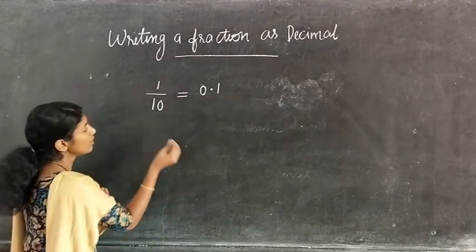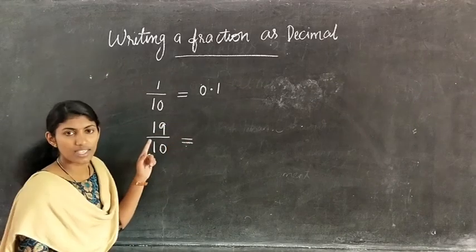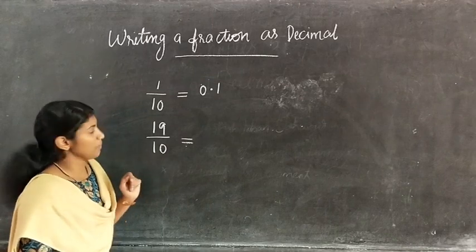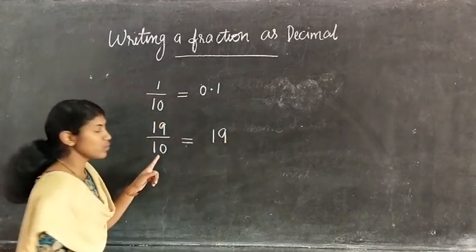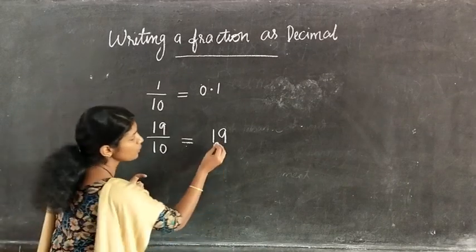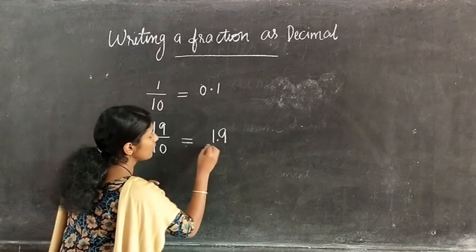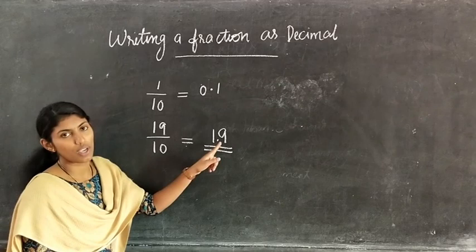Then next number, 19 by 10. So we have to write this 19 by 10 as a decimal. For that, first we have to write the numerator. Then we have to count the number of zeros. How many zeros are here? Yes, we have only 1. So we have to put 1 point here. That means 19 by 10 equal to 1.9.